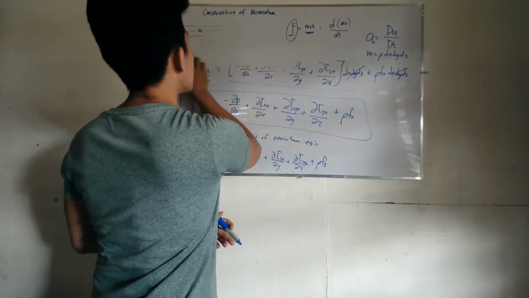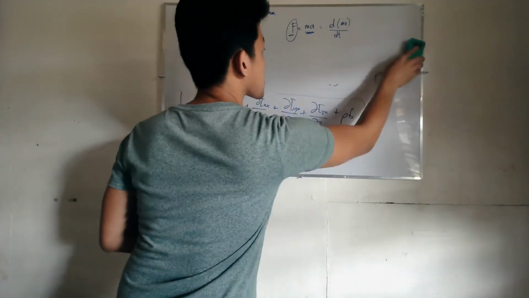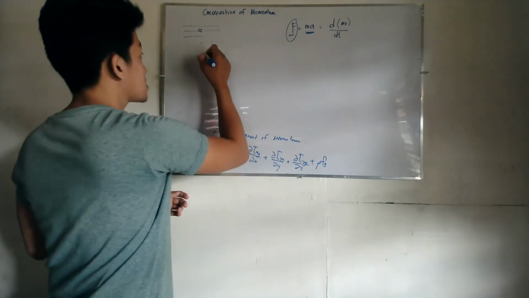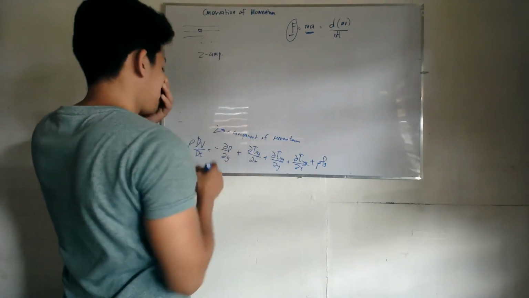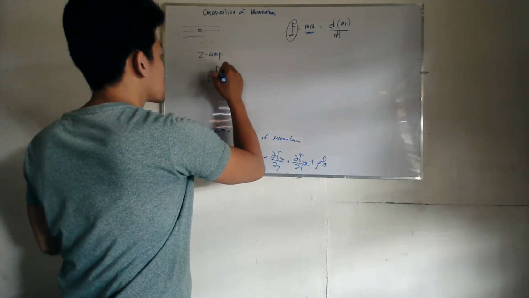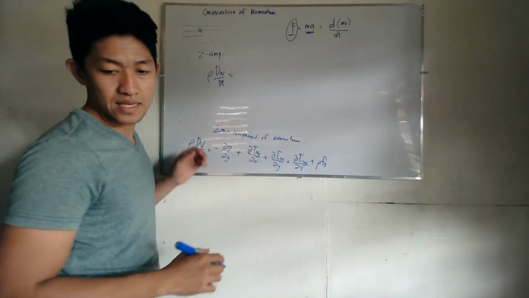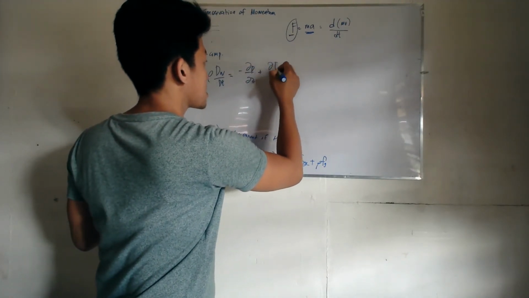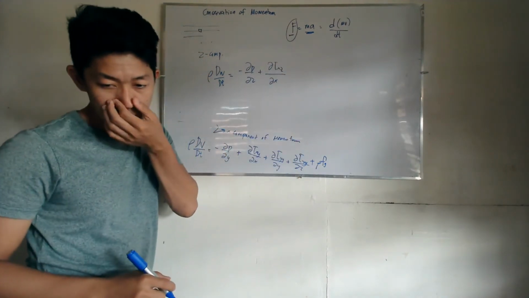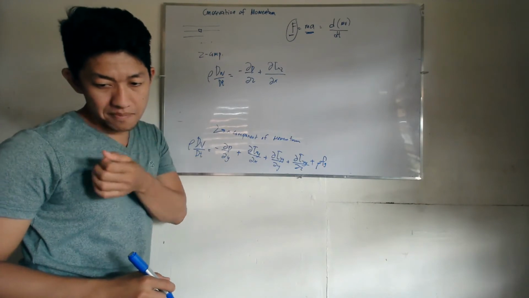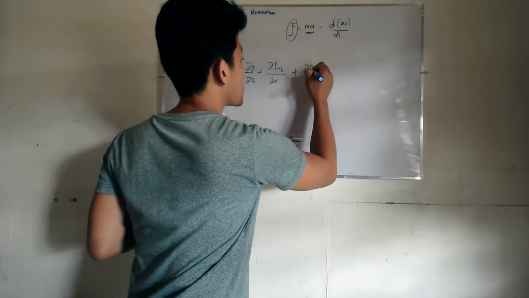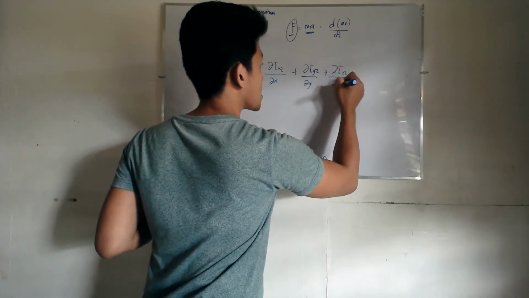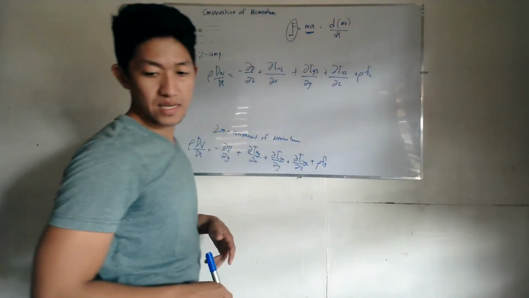Lastly, for the z direction, the z component, you have rho dw dt equal to negative partial of p partial of z, plus partial of tau xz with respect to x, plus partial of tau yz with respect to y, plus tau zz, plus rho fz. Okay?